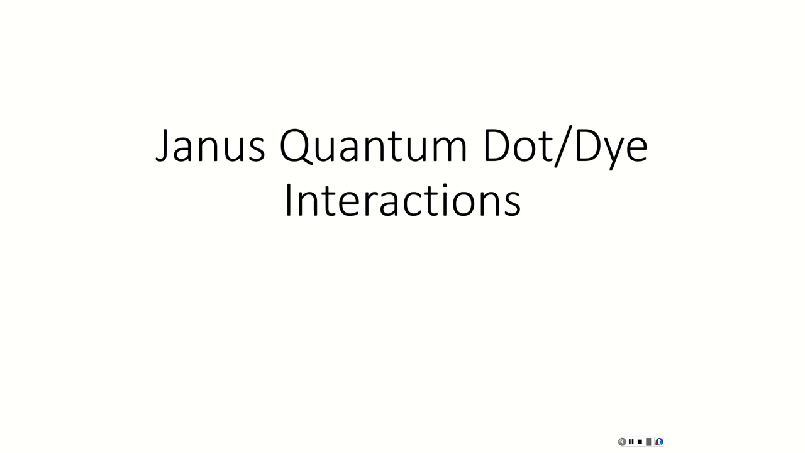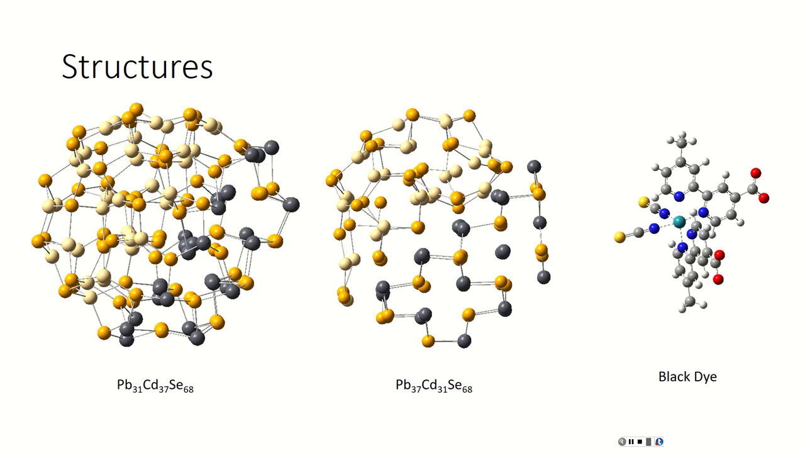So, we have the Janus quantum dot dye interactions. The three structures that I worked with, two were the quantum dots. Okay, this laser is working. It sometimes takes time, and then it's becoming brighter, and then in several minutes you will see it. So first, both quantum dots are lead, cadmium, selenium, with one being cadmium rich and the other one being lead rich.